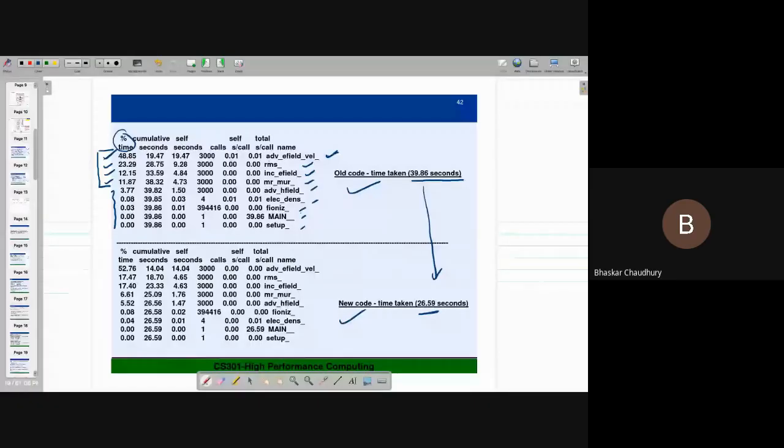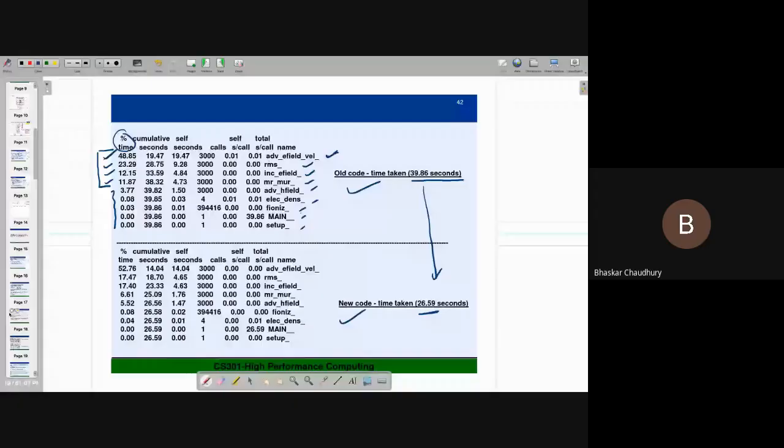I mean, what does that mean? So that we will do. Any question at this point regarding this? Sir, I didn't understand about the subroutines. So can you explain again?